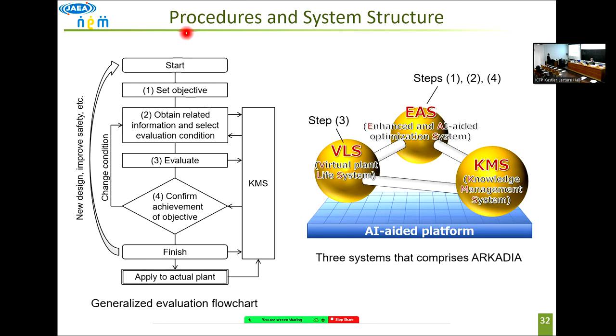This view graph shows the procedure of the system structure, which is almost the same. This is the main component of the Arcadia system. The Arcadia system consists of three major systems, including VLS, the virtual plant life system, which is almost the numerical simulation part, and the other one is the enhanced and AI-aided optimization system, EAS. We need the judgment and change of conditions, and our final goal is that this confirmation and changing of conditions is obtained automatically from this system.